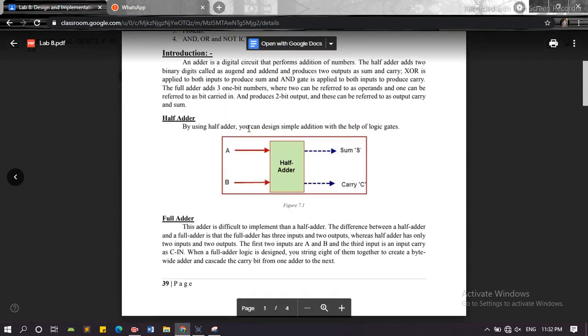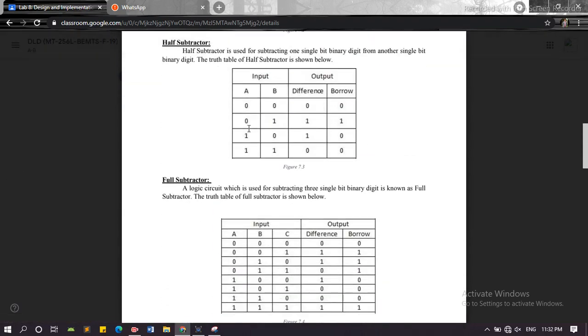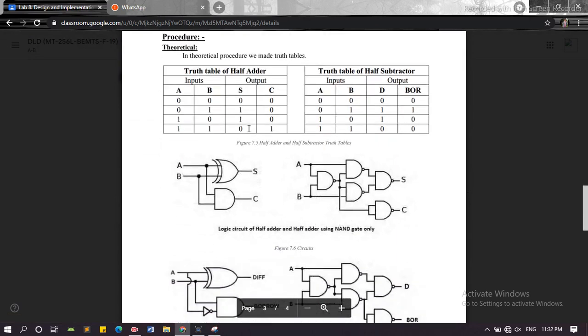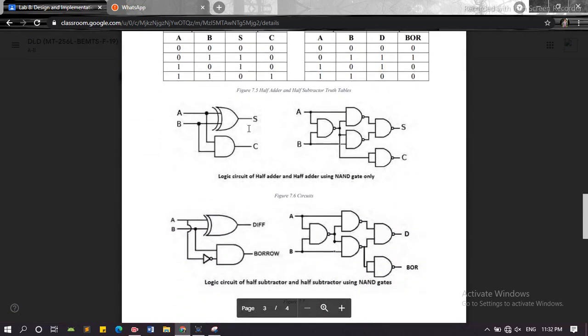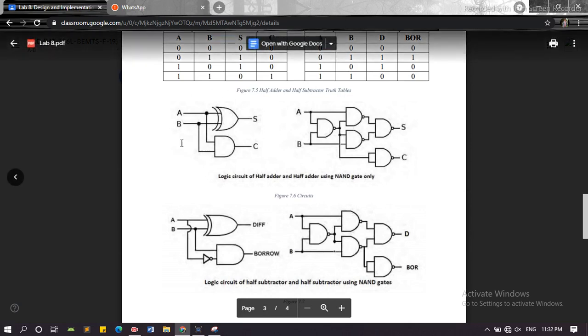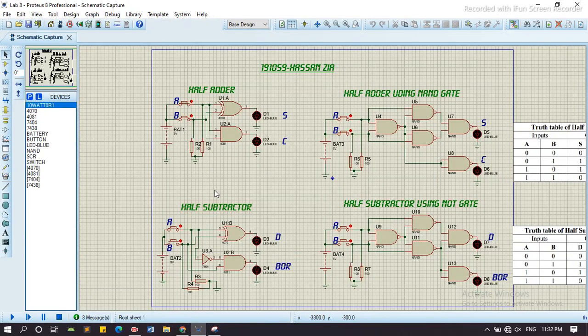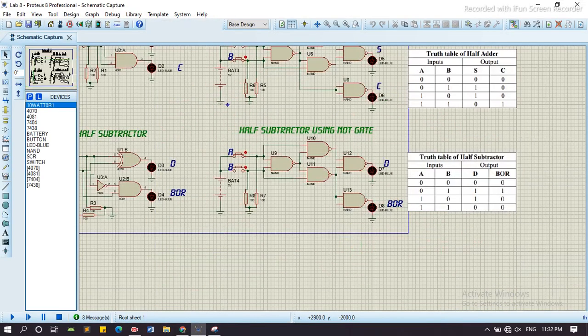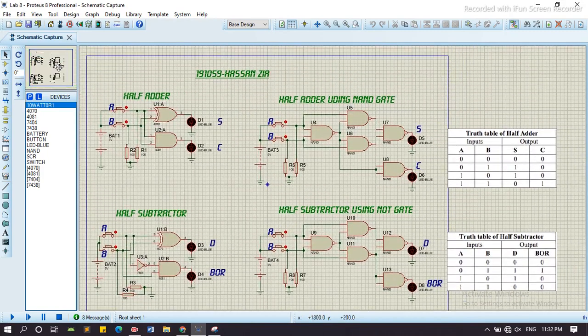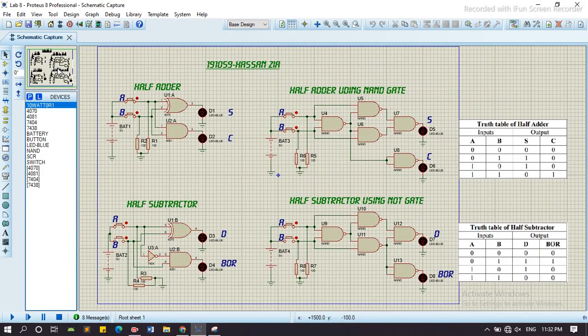Similarly, in half subtractor, now these are the basic circuits of the half adder and half subtractor. This is the half adder circuit, and this is for the half subtractor, and these are the implementations through the NAND gate. Now we go to Proteus. Here we draw the circuit using a similar circuit on Proteus.